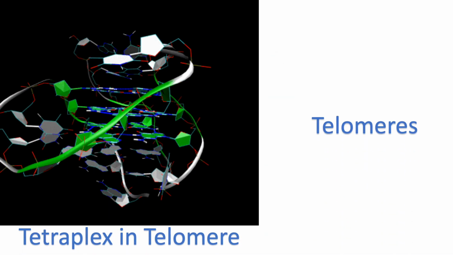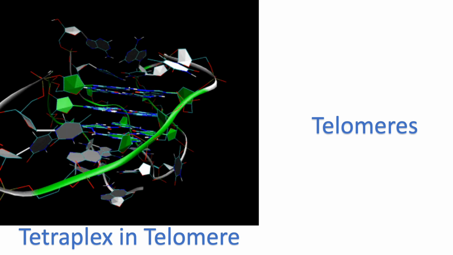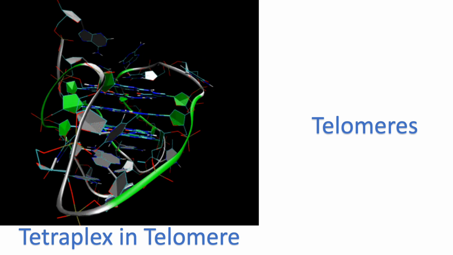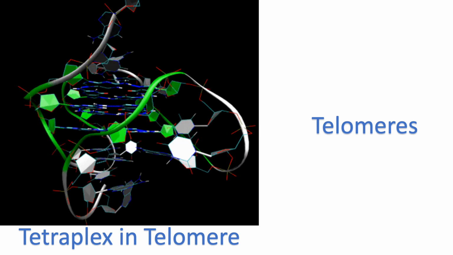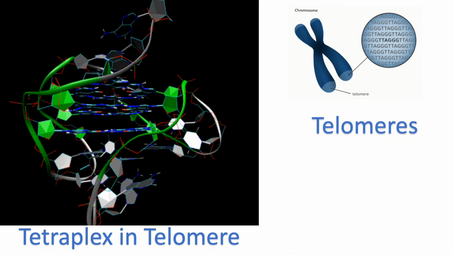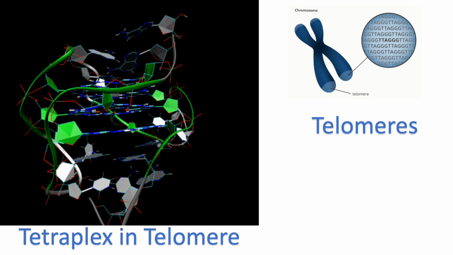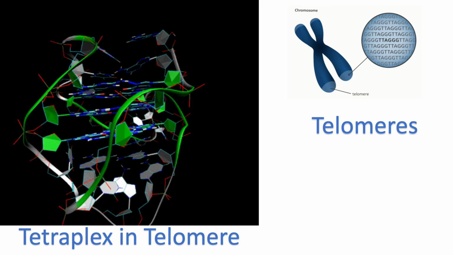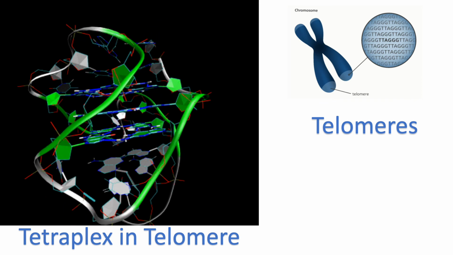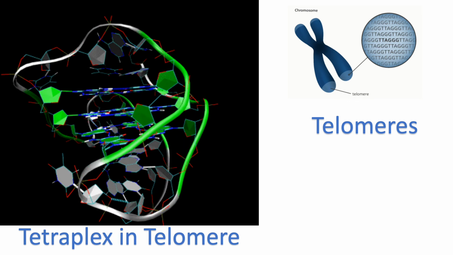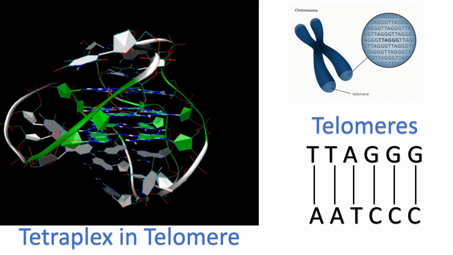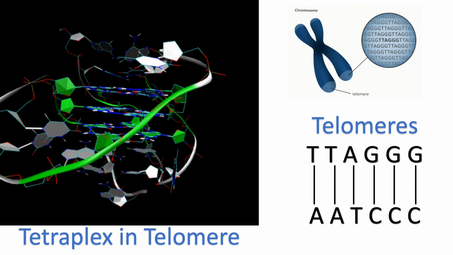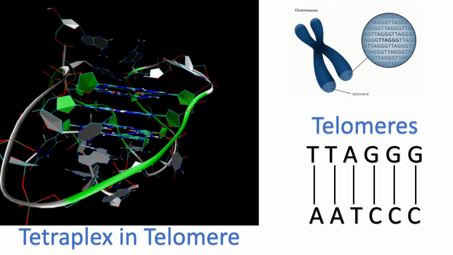This is an animation of a tetraplex in a telomere. The tetraplex is seen at the center of the structure, and it contains three layers of G-tetrads. Telomeres are repetitive DNA sequences present at the end of the chromosome that protect the chromosome from degradation. The repeats in the telomeres are TTAGGG. The three G's here are responsible for producing the tetraplex.